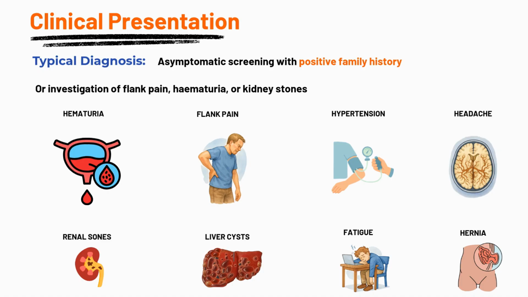Hypertension is one of the earliest and most consistent findings. Headache is important, especially because of the association with intracranial aneurysm. Liver cysts are the most common extrarenal manifestation, and hernias can occur due to increased intra-abdominal pressure and connective tissue weakness.